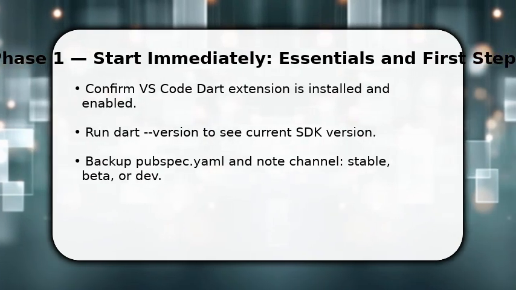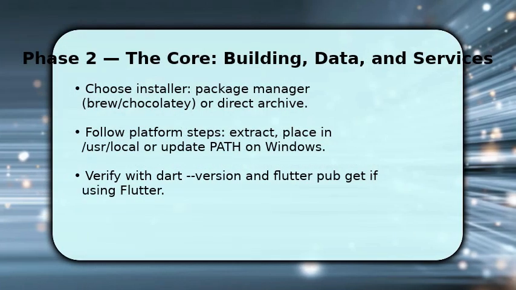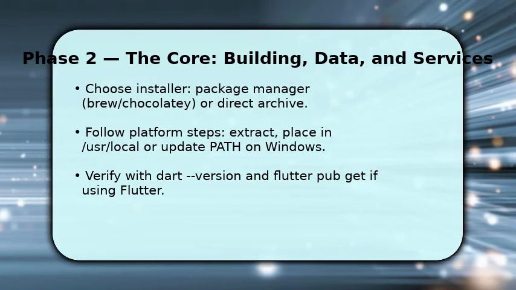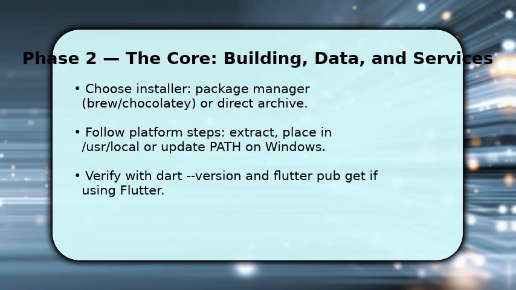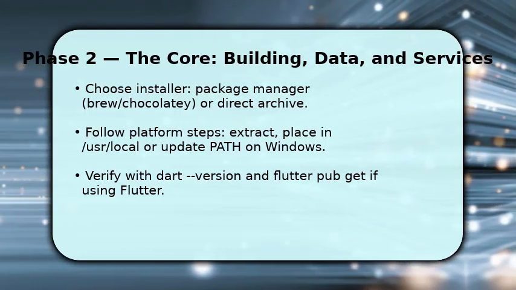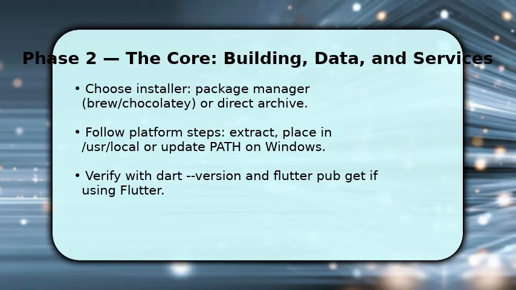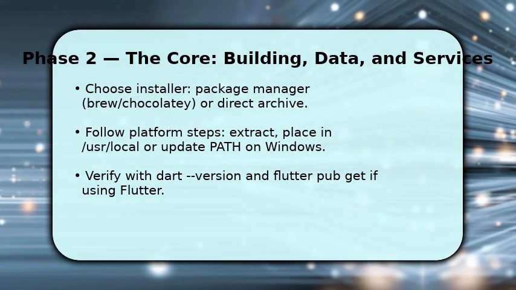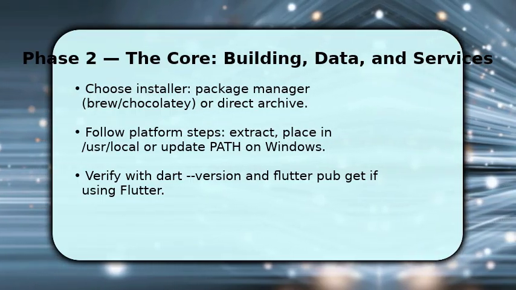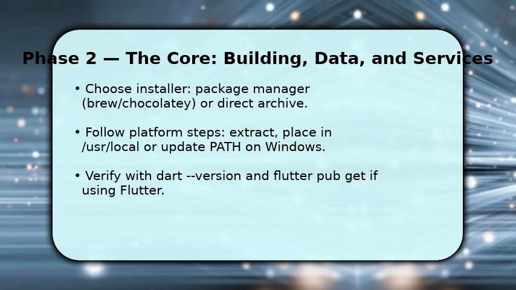Next, download and install the updated SDK using a method appropriate for your OS. On macOS, use Brew, on Windows, use Chocolatey or the ZIP, and on Linux, prefer apt, snap, or the tarball. Once installed, update your PATH so the new Dart binary is first. On Windows, change environment variables. On macOS/Linux, update .bashrc or .zshrc. After installation, run dart --version to confirm.